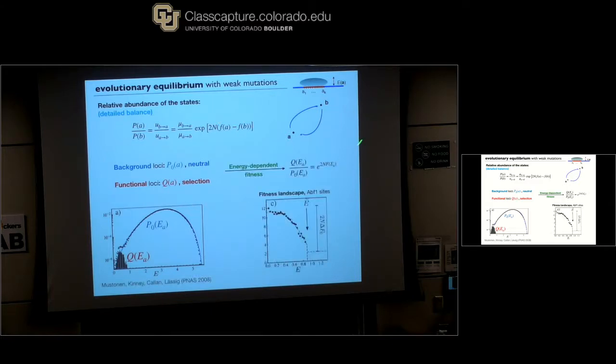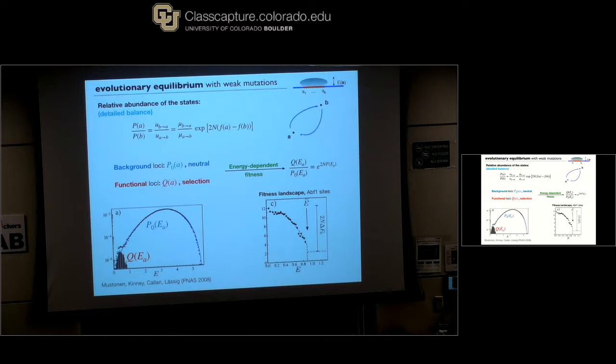And what you end up getting is the relative probability density would be equal to e to the 2n fitness, or the log likelihood ratio between the two would be equal to the fitness of the functional one. This is a thing that's used in statistics a lot, right? So you characterize the likelihood function, and you have a null model, and you assign fitness to it. But then you can actually have an evolutionary interpretation of this likelihood function.